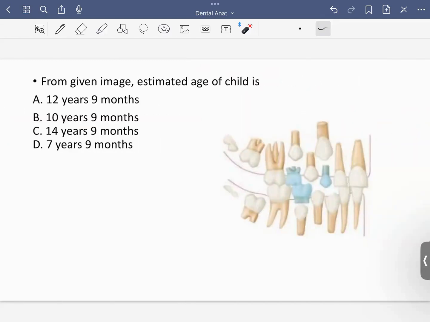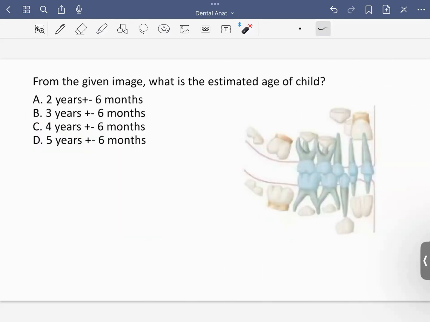Here, what will be the age group? 10 years, 9 months. Option B. Because the first premolars have erupted and only the mandibular canine is erupted. So the age group will be 10 years plus or minus 9 months.